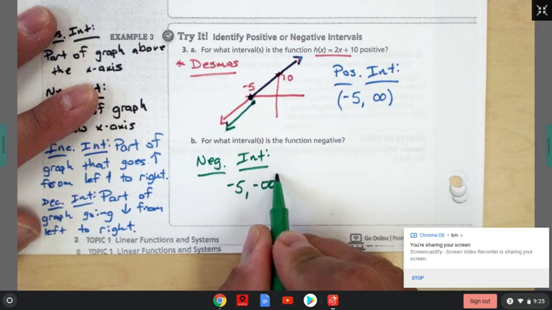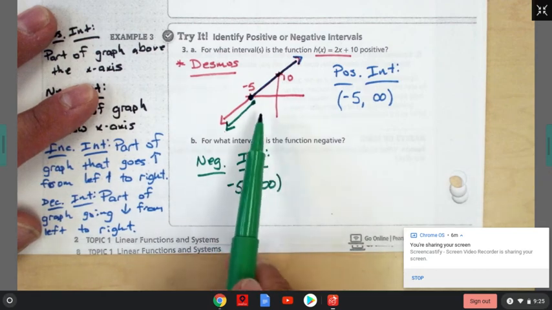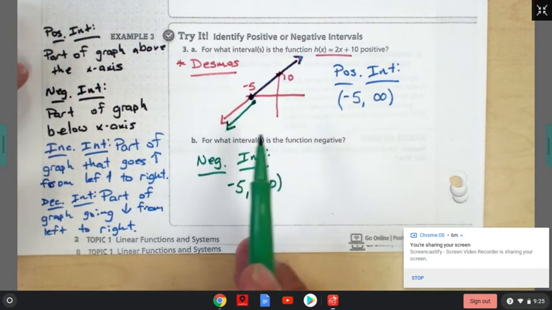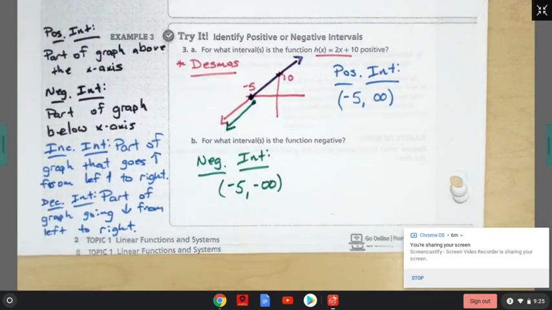And infinity always gets a parenthesis, and like we talked about before, that's not actually negative, that's just 0. So that would give us another parenthesis, okay? So -infinity to -5. All right, so that is positive and negative intervals. The last part of this section is increasing or decreasing, okay? And it's going to be a little bit confusing with the positive and negative. But remember, increase goes up, decrease goes down.